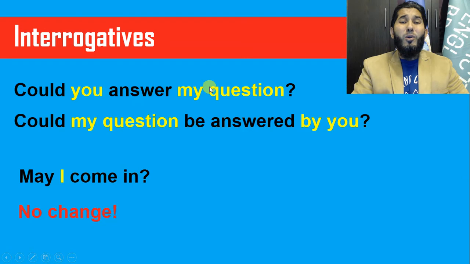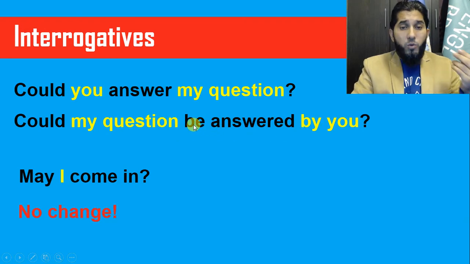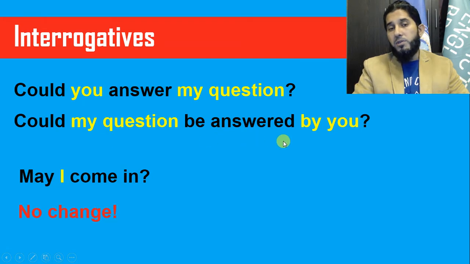Okay, and now the object, my question, became the subject of a passive sentence. Could my question be answered by you? Don't forget, you need the word be in passive form right before the main verb in third form. So, could you answer my question? Could my question be answered by you?